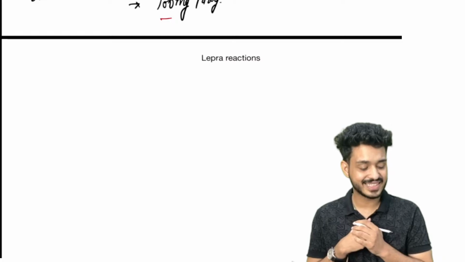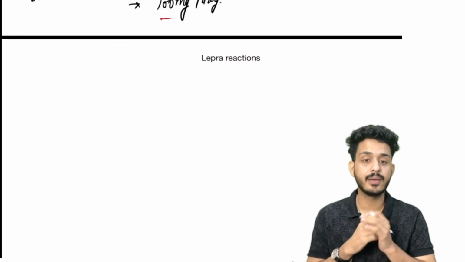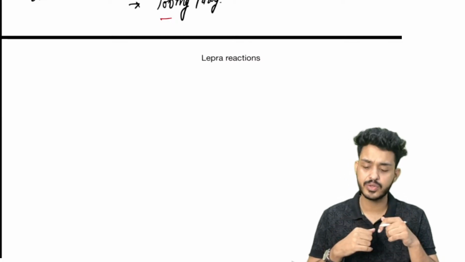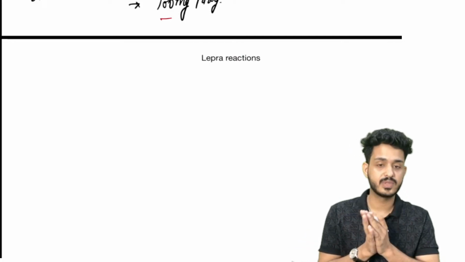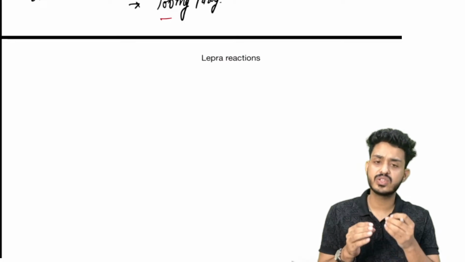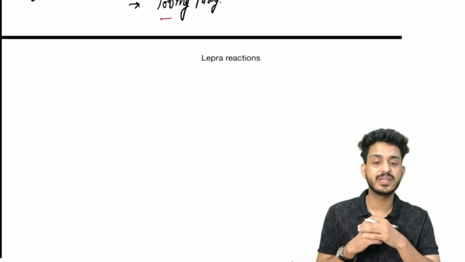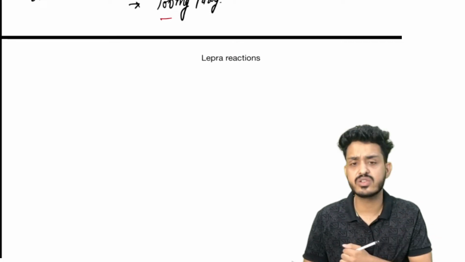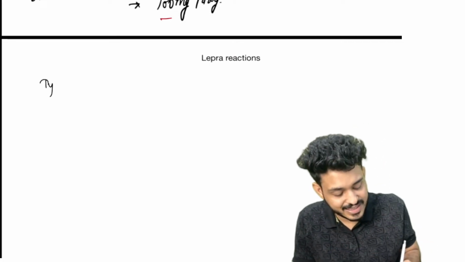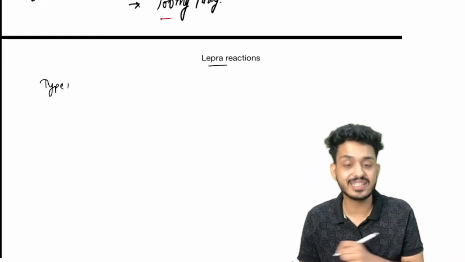Now we will be discussing the lepra reaction. What is the lepra reaction? For example, a patient is coming to you. You are giving some drugs. Now what will happen? Try to understand. What will happen when the patient is taking rifampicin, clofazimine, dapsone? Patient will be having some kind of reactions, right? So when the patient is having some kind of reaction, these are known as lepra reactions.